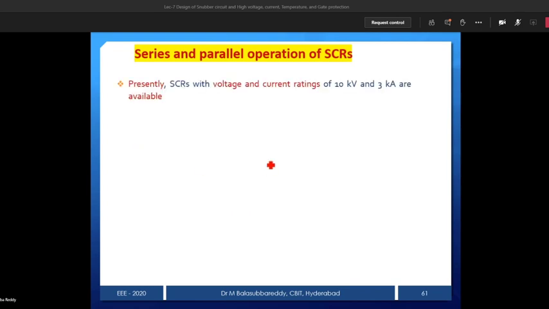First, presently we can see that each SCR is available up to 10 kV as well as 3 kiloamperes, meaning up to 10 kilovolts of voltage rating and 3 kiloamperes of current rating. Maybe the latest devices may have different ratings also.